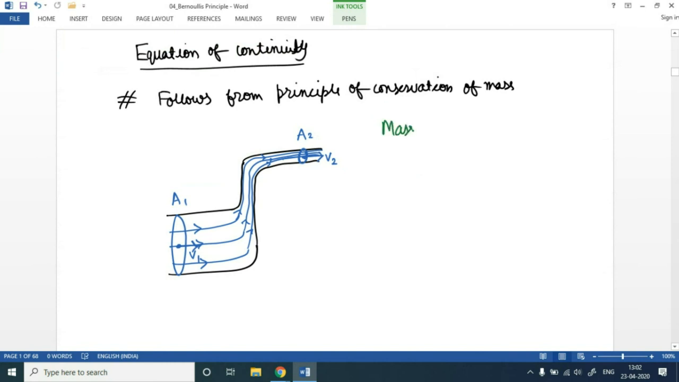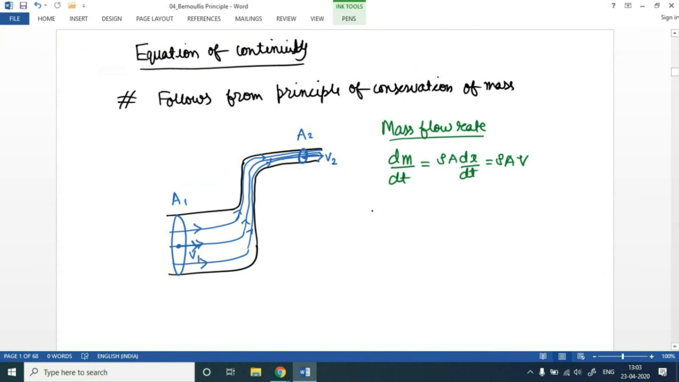Before establishing that, let's try to understand one term over here, which is mass flow rate. Let's have a relationship for this. Mass flow rate in a pipe would be dm by dt, mass flowing per unit time, and dm could be written at a cross section as rho A dx by dt, and dx by dt is nothing but the flow velocity, so that would be equal to rho A v. That is something called mass flow rate.